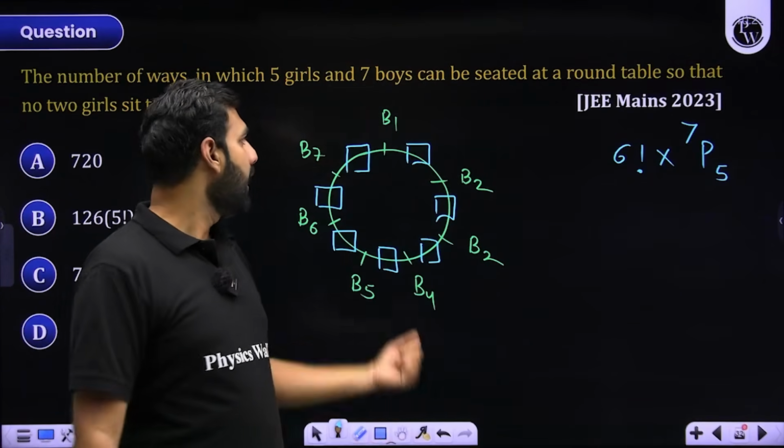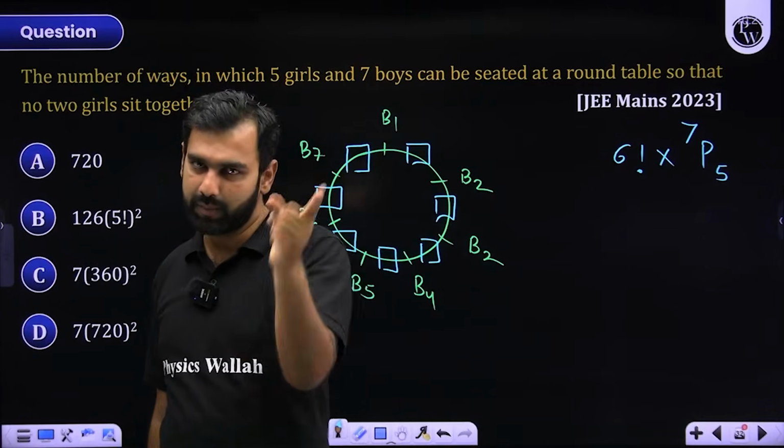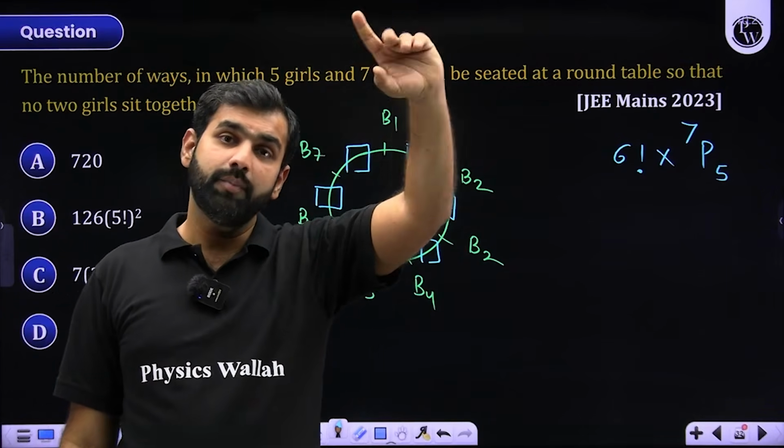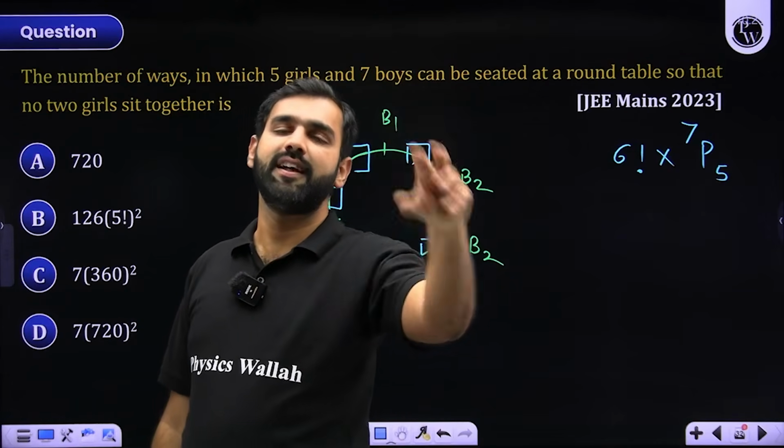So what I'll do is I'll make these boys sit. Boys can sit in 6 factorial ways, 7 boys in 6 factorial because it is a circular arrangement. But once boys are settled, now the arrangements will be unique. It will not be treated as a circular arrangement.